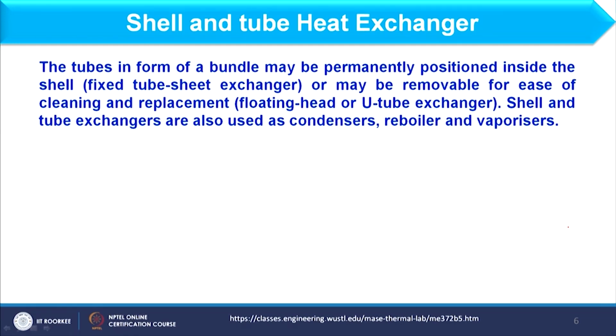Okay. So, when the tubes are permanently fixed inside the shell, this we call a fixed tube sheet. Okay. And in some cases tubes may be removable for ease of cleaning and replacement, and this we call floating head or U-tube exchangers. Okay. So, usually fixed tube sheets are sometimes permanently fixed with the shell, and sometimes they are movable also, but in most of the cases, for cleaning and maintenance purposes, it is movable. So, that we consider as floating head or U-tube exchangers.